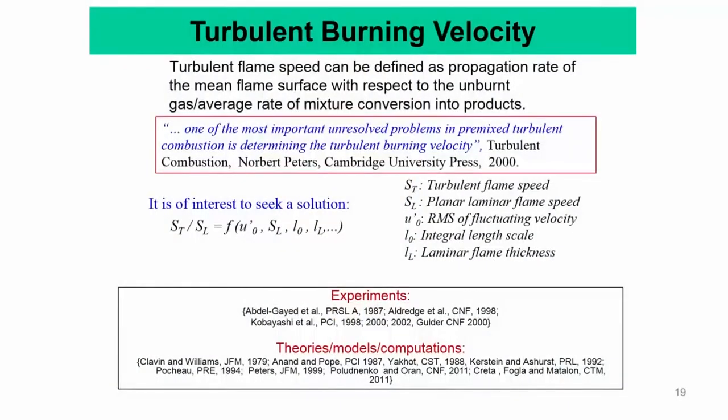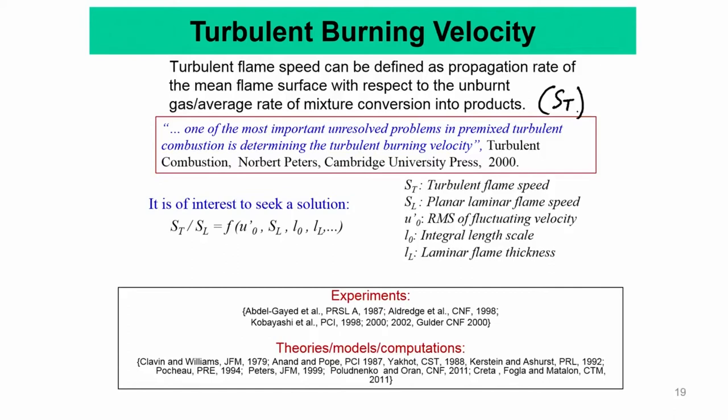Now, may we go into a more formal discussion of the methods by which the turbulent burning velocity, or the turbulent flame speed ST, can be obtained, because ST comes into the model for the G equation to describe the average propagation rate of the mean surface, and it is used in different turbulent flame speed models for validation also. Just like laminar flame speed is an important parameter for laminar flames, turbulent flame speed is also a very important parameter for turbulent burning velocity, but there are problems, which we will see. The turbulent flame speed can be defined as the propagation rate of the mean flame surface with respect to the unburned gas and the average rate of conversion of mixture into products. So that was our ST.